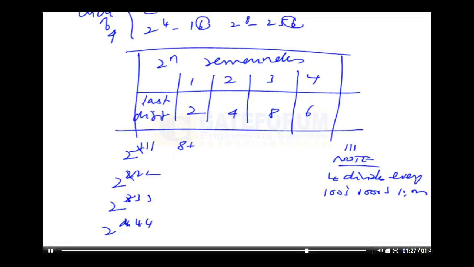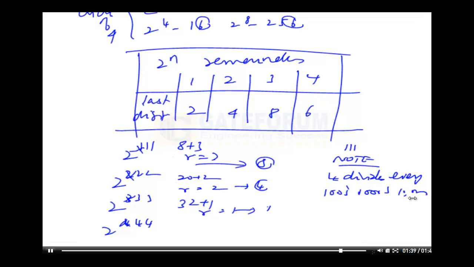So it is 8 plus 3. Remainder 3 will give you 8. 20 plus 2. Remainder 2 will give you 4. 32 plus 1. Remainder 1 will give you 2. 40 plus 4. Remainder 4 gives you 6.